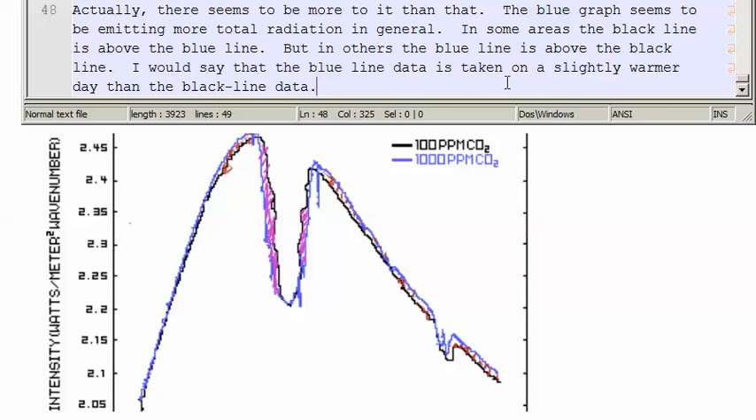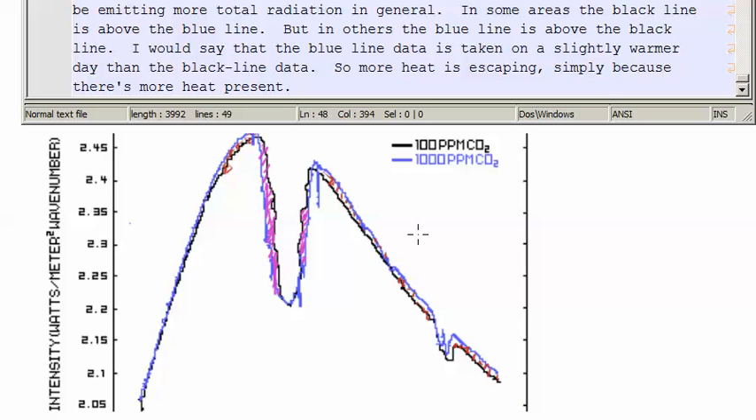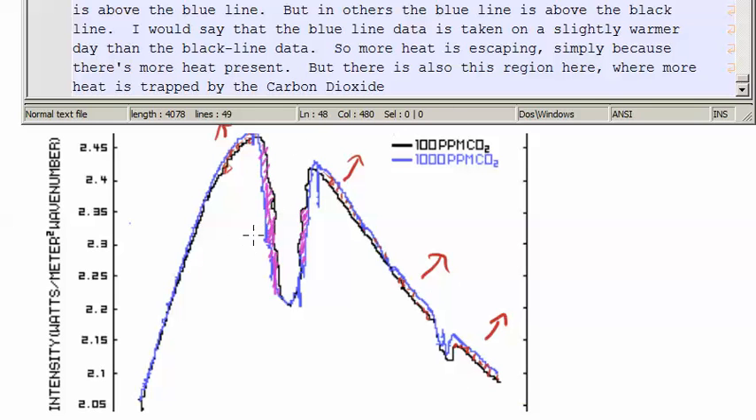I would say that the blue line data is taken on a slightly warmer day than the black line data. So more heat is escaping at this wavelength and this wavelength, or sorry, let's make it red because that's how I drew this. More heat is escaping at these wavelengths simply because more heat is present. But there is also this region here where more heat is trapped by the carbon dioxide.